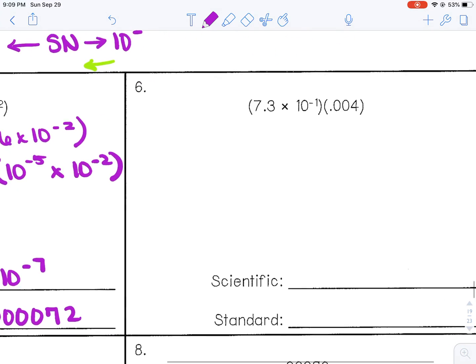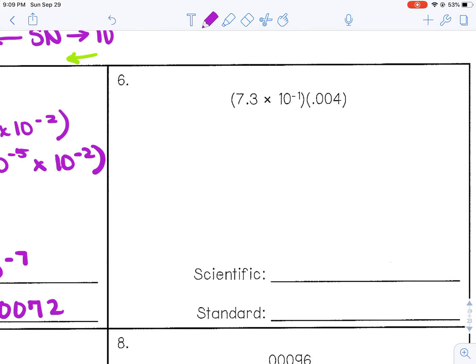Let's take a look at number 6. Okay, I need to put this one over here in standard or scientific notation, so I'm going to move the decimal over 1, 2, 3, and if I move it over 3 times to the right, I know that's going to be to a negative power. So I'm going to have 4 times 10 to the negative third power, 7.3 times 10 to the negative 1.